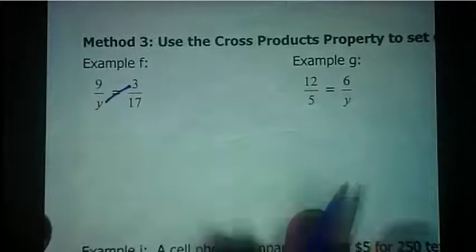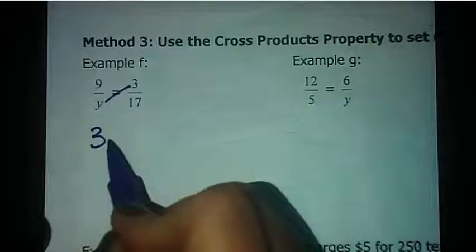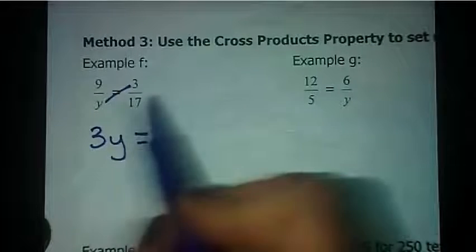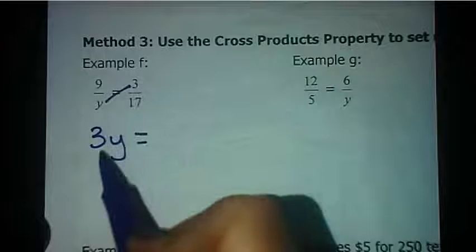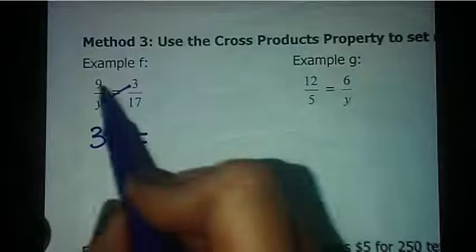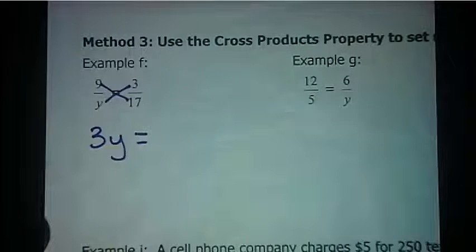I kind of have issues and I need to always have my variable on the left side. It doesn't matter, but I'm kind of quirky like that. So y times 3 would be written as 3y. Then you need to calculate 9 times 17.